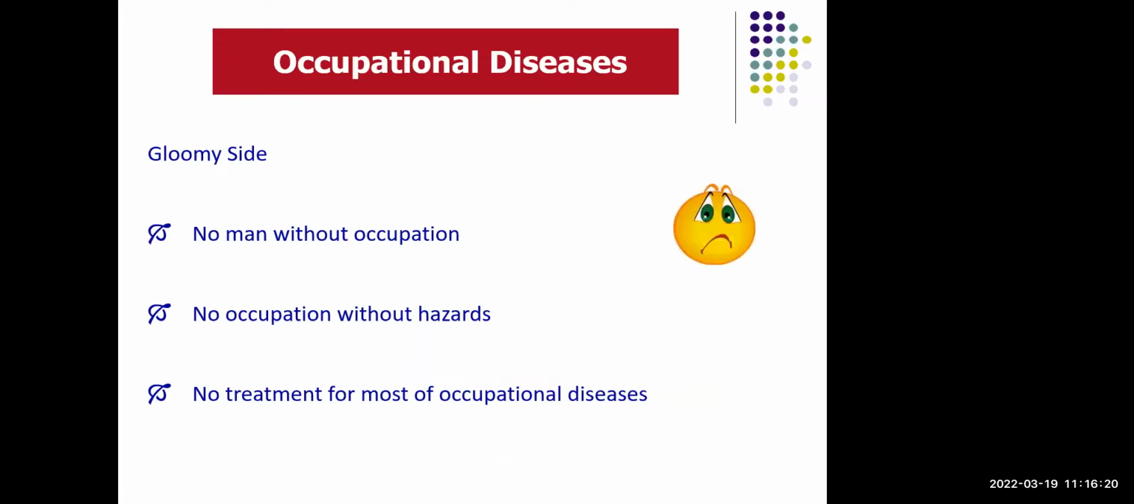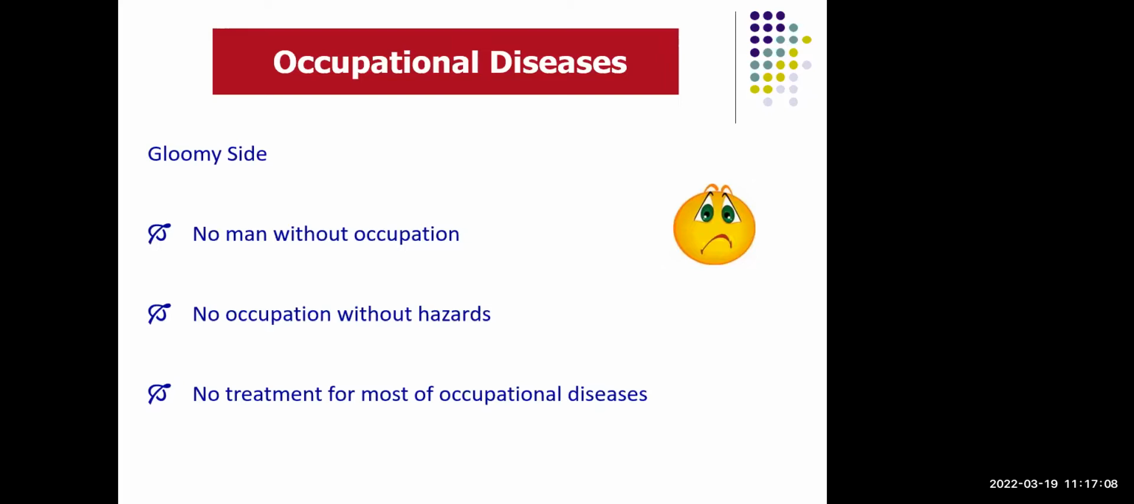Now, let us come to the occupational diseases, because these occupational diseases arise out of this occupational hazard exposure. So what is the gloomy side? The gloomy side is there is no man without occupation. Everybody has to earn his bread and butter. At least the bread, if not the butter. No occupation without hazards. Nobody can say, I want to work in an area where there are no hazards. It doesn't happen. Every occupation has a hazard, right from the person working in a mine, in a factory, or the cobbler sitting on the road, or a person working in the office itself, only office environment.